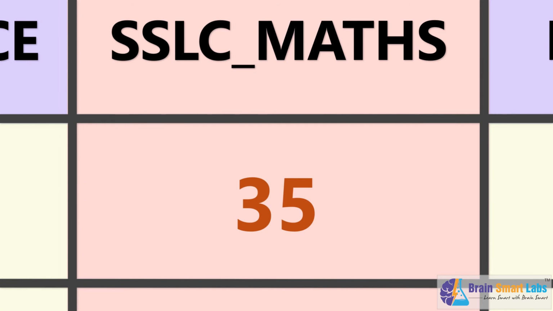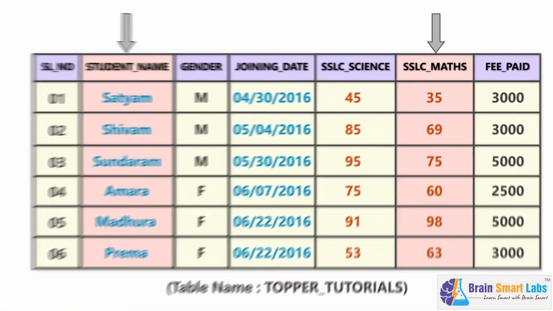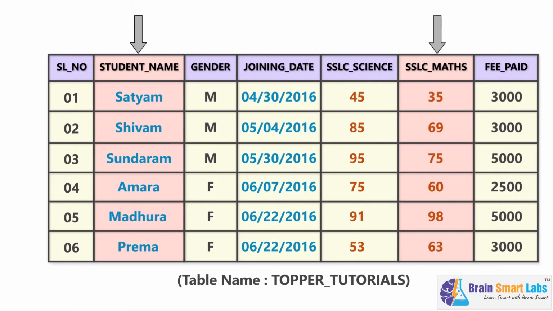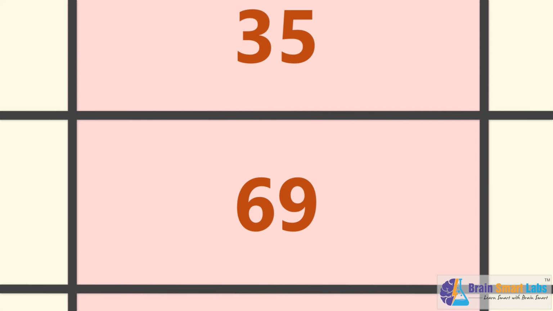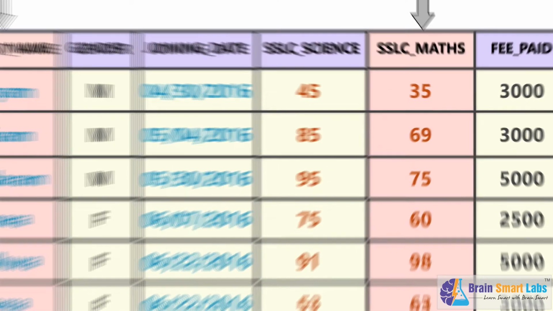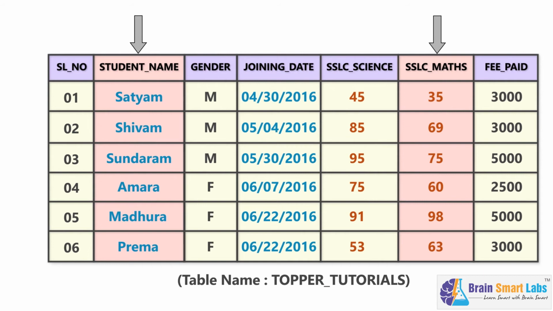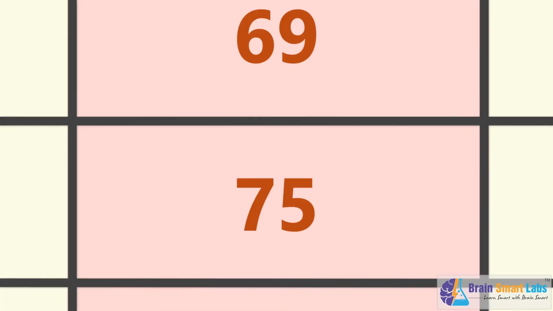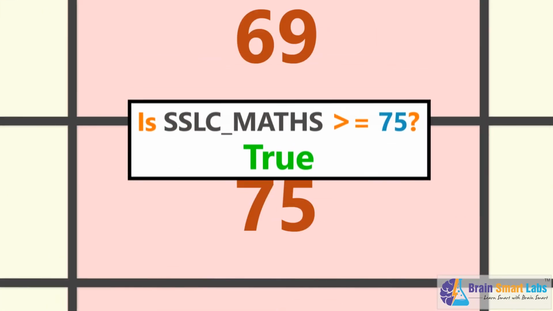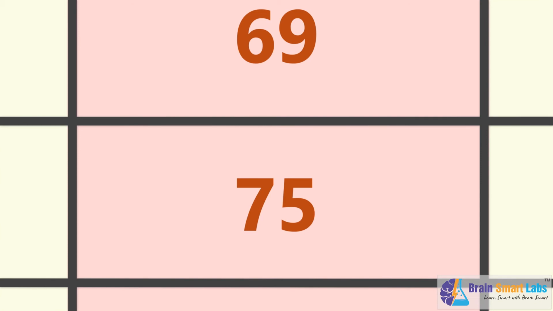As a result, Satyam will not receive any chocolate. In the second row, the value is 69, which is neither greater than nor equal to value 75. As a result, even Shivam will not receive his chocolate. Now in the third row, we have the value as 75, which is equal to 75, and as a result, Sundaram will receive a 5-star chocolate. Yes!